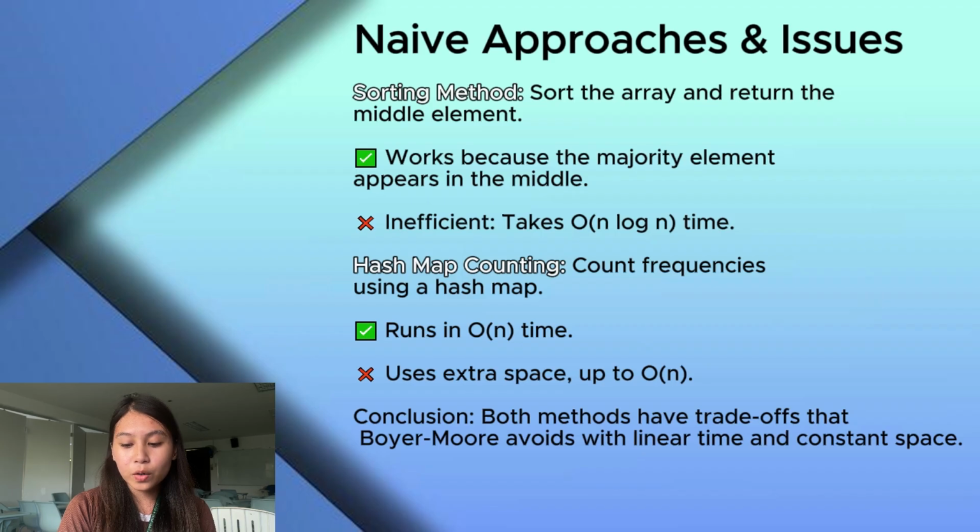Another approach is using a hash map to count the frequency of each number. This gives us linear time but uses extra memory proportional to the input size, which isn't efficient. So, these methods have trade-offs that the Boyer-Moore algorithm cleverly avoids.